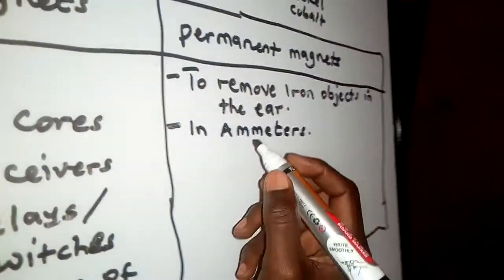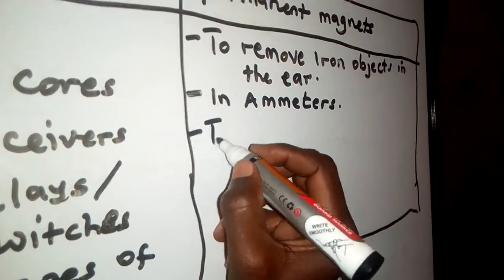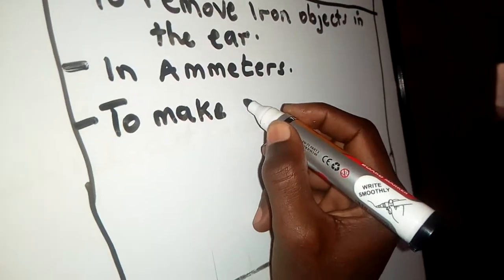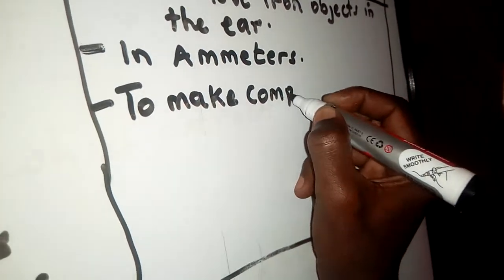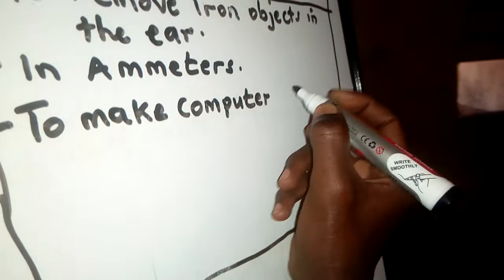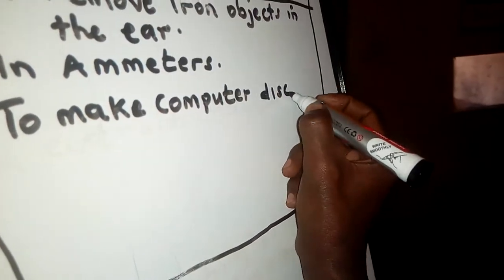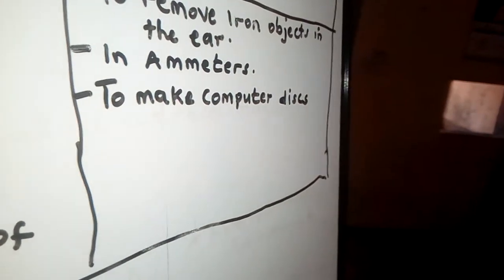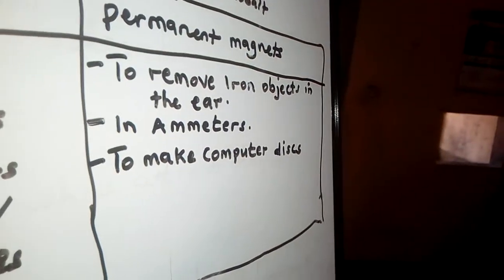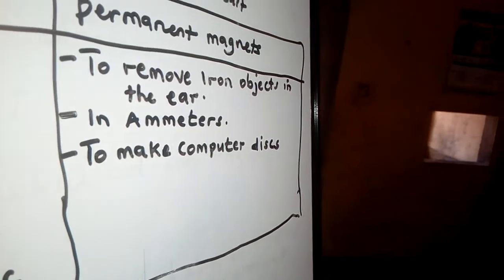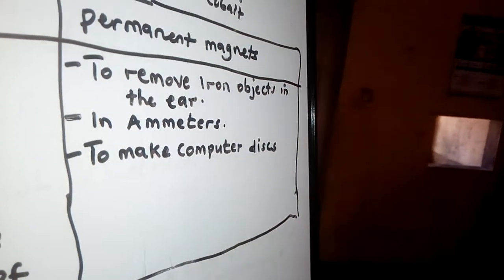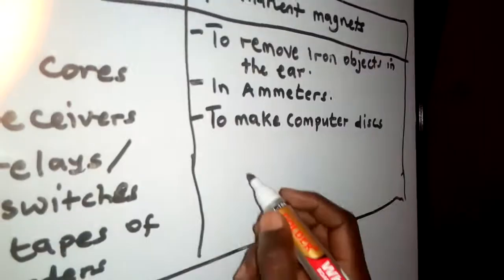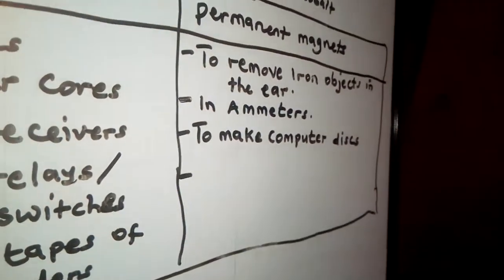We also use permanent magnets to make computer disks. Now we are in a computer world. So those computer disks have magnets, and the magnets must be permanent because a computer disk needs magnetism for a long time. We also have magnets having very important use.